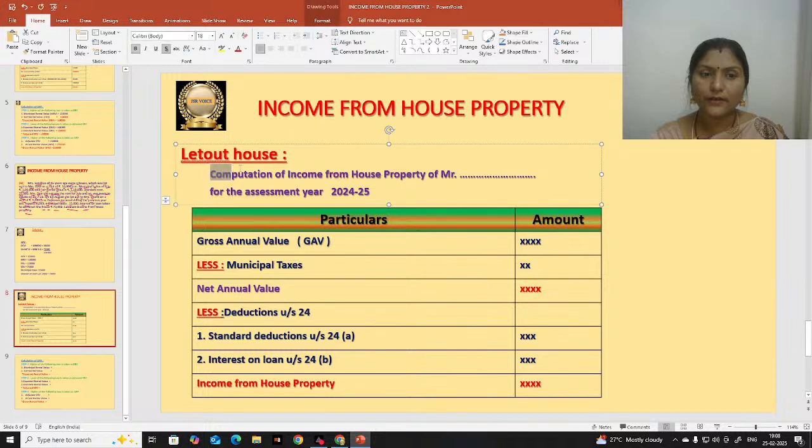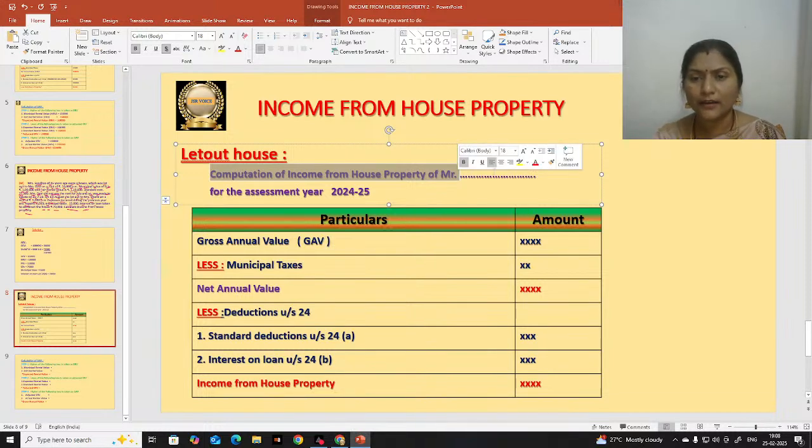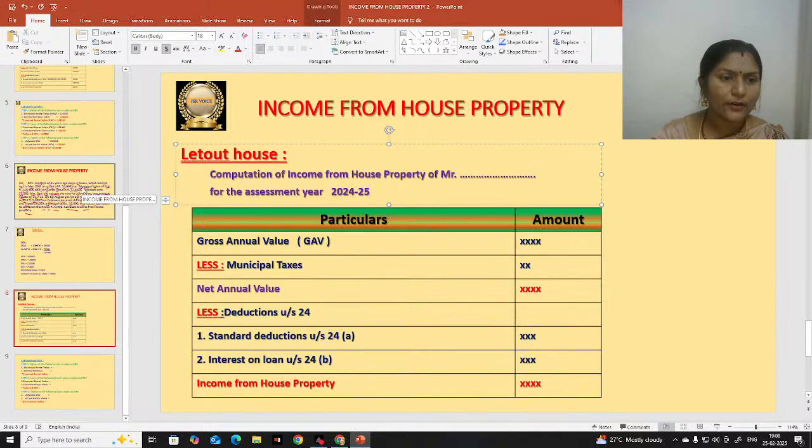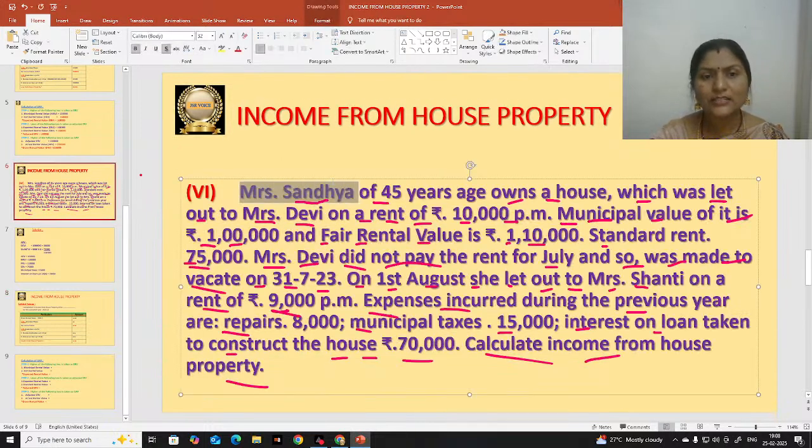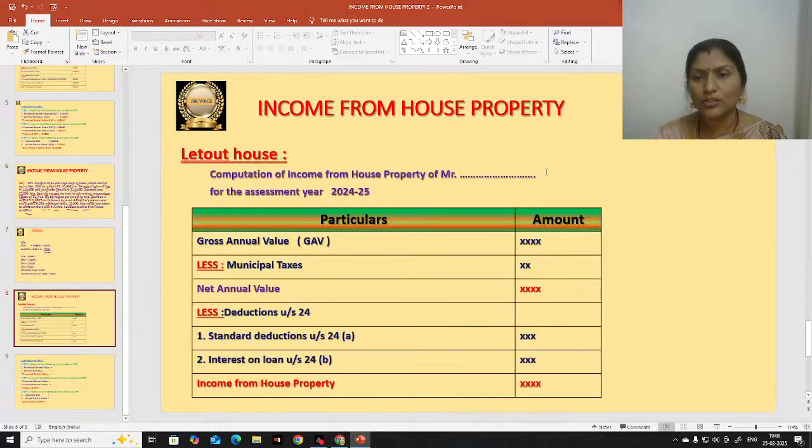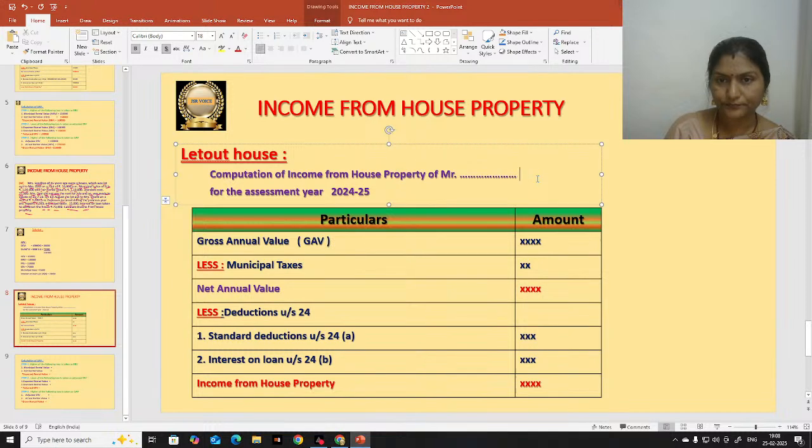So here we have to give the heading, computation of income from house property of Mr., and then the name of the person will be recorded there in the dash. After Mr. we have to mention the name of the person. Whatever name is mentioned in our question, that assessee name should be taken here. So what is the assessee name in our question? Assessee name is Mrs. Sandhya. So we are going to take Mrs. Sandhya there in our solution. We are going to calculate income from house property of Mrs. Sandhya.